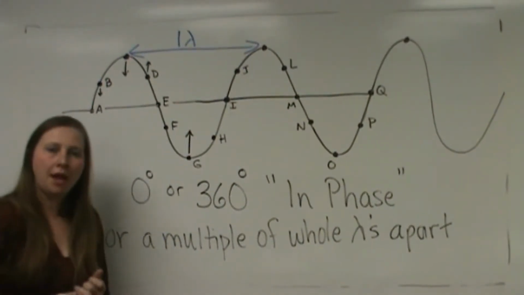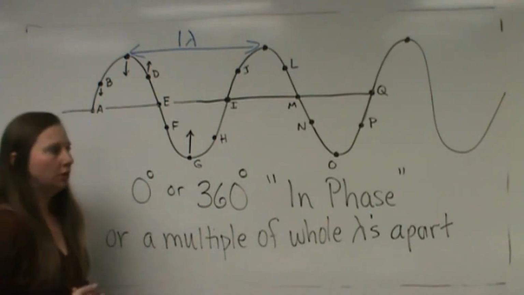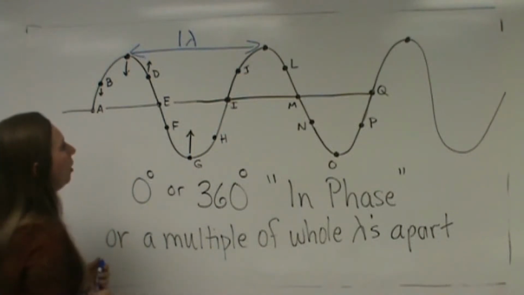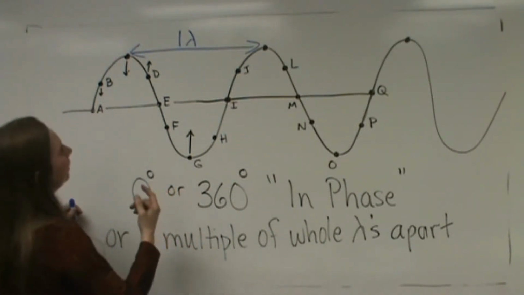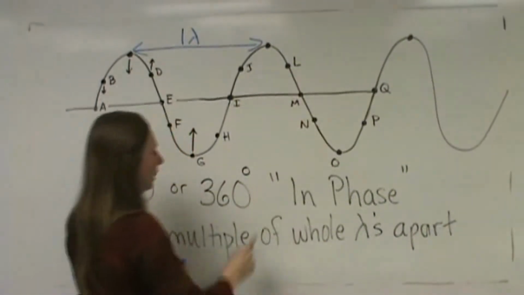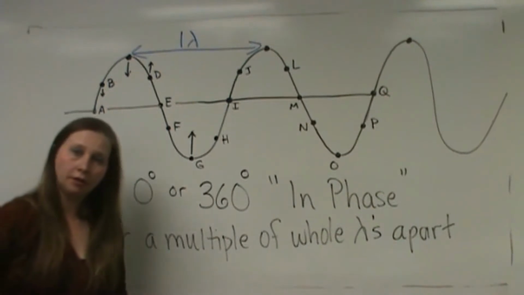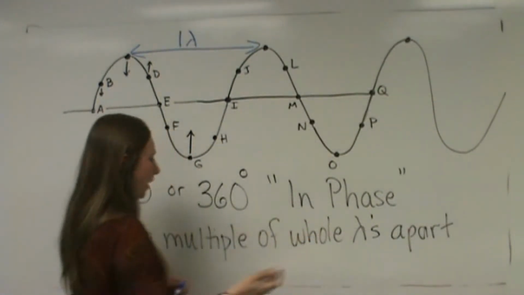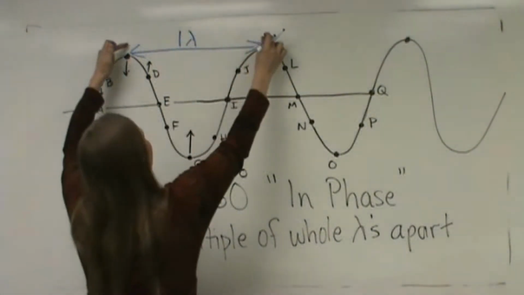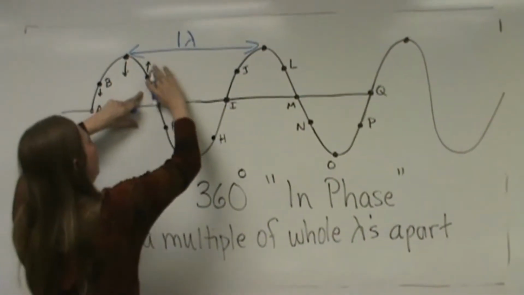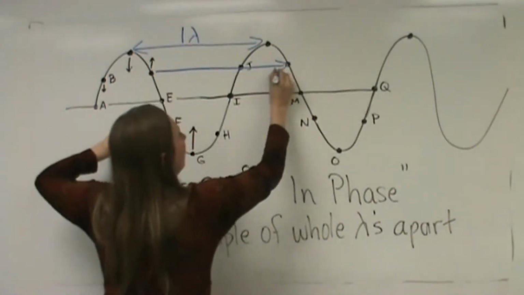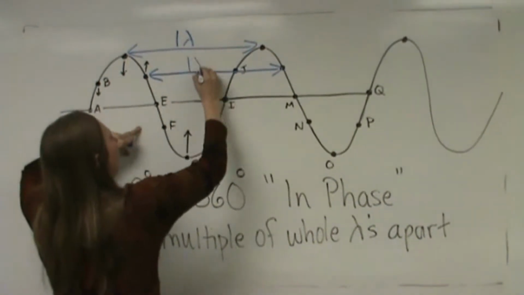Let's find another pair of points that are in phase on adjacent cycles and 1 wavelength apart. How about D and L? D and L are 360 degrees apart. They are in phase to each other. They are 1 wavelength apart. This is the same 1 wavelength from D to L.